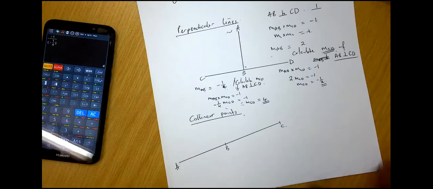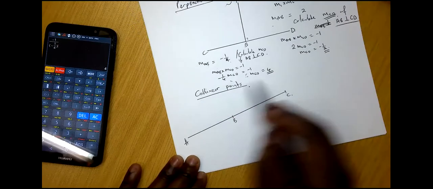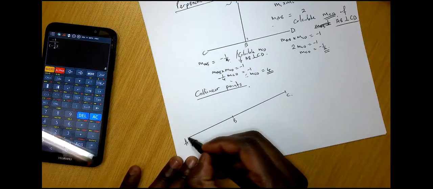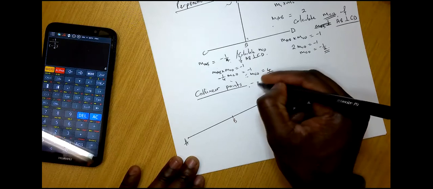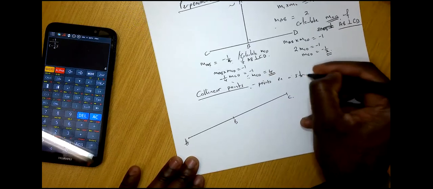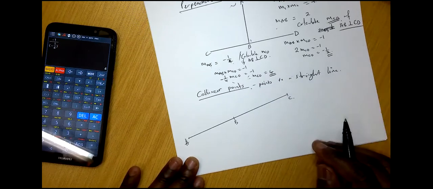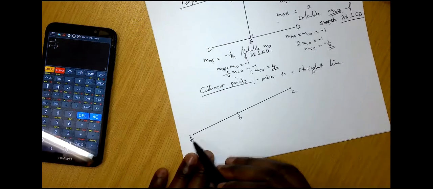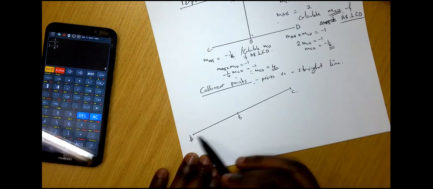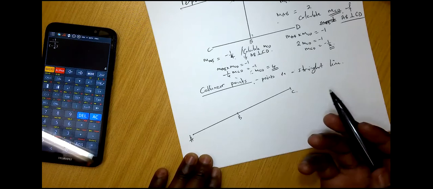Then when I'm talking of collinear points, collinear points are points in a straight line. Apologies for interrupting. Now we are saying A, B, C are in a straight line. So what do we have to deduce about this?